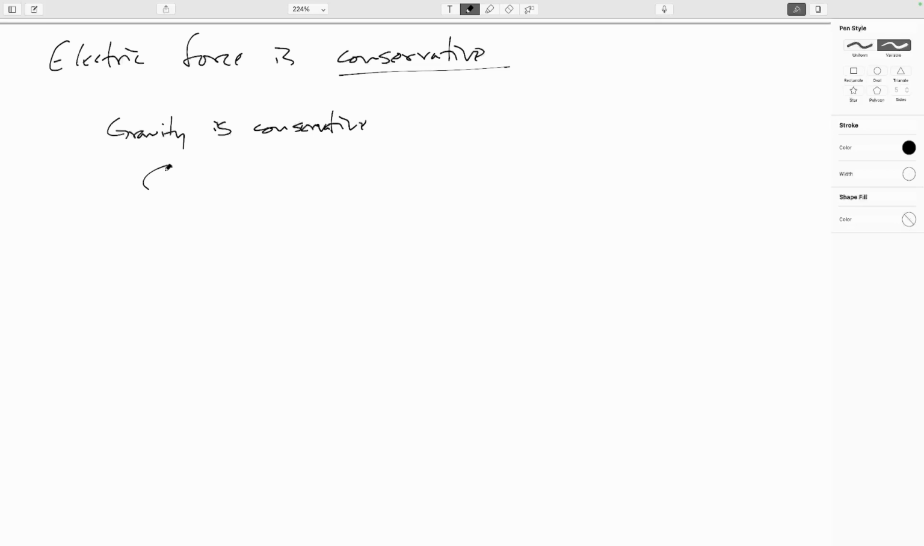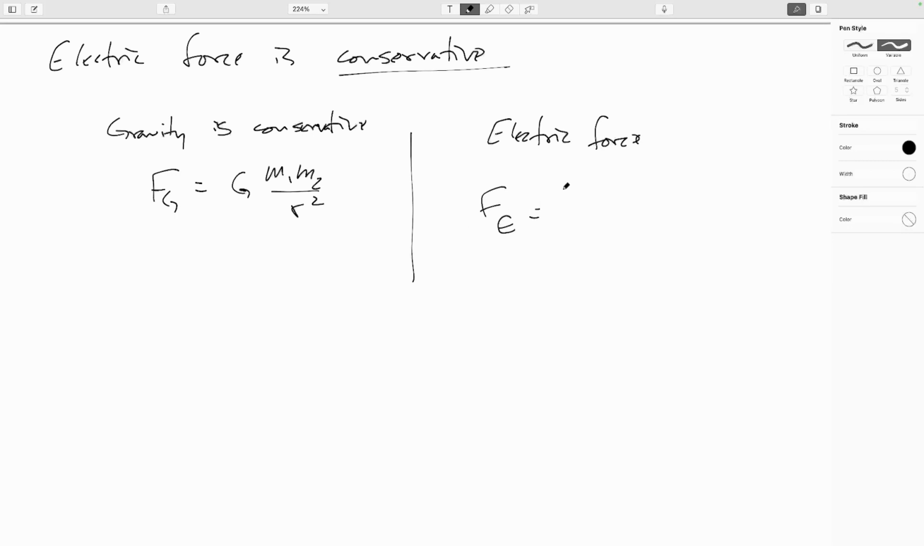And just as a quick recall, the force of gravity was G m1 m2 over r squared. This is Newton's law of universal gravitation. Now, if we take a look at the electric force, if we write down Coulomb's law, the electric force is K Q1 Q2 over r squared. We see that they have the same mathematical form.